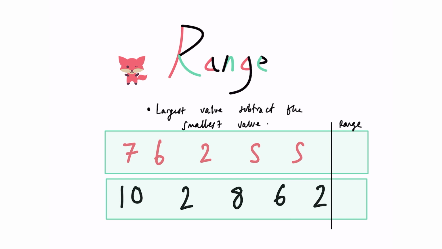And finally, let's look at the range. This is simply just the difference between the largest value and the smallest value. So let's find the range of these two sets that we have considered in this video. The range of this set of numbers consisting of 7, 6, 2, 5, and 5. Well, the biggest number is 7. The smallest number is 2. So the difference is going to be 7 minus 2, gives us 5. And what about the second set of numbers we've considered? Well, the biggest number is 10, and the smallest number is 2. So the range is 8.